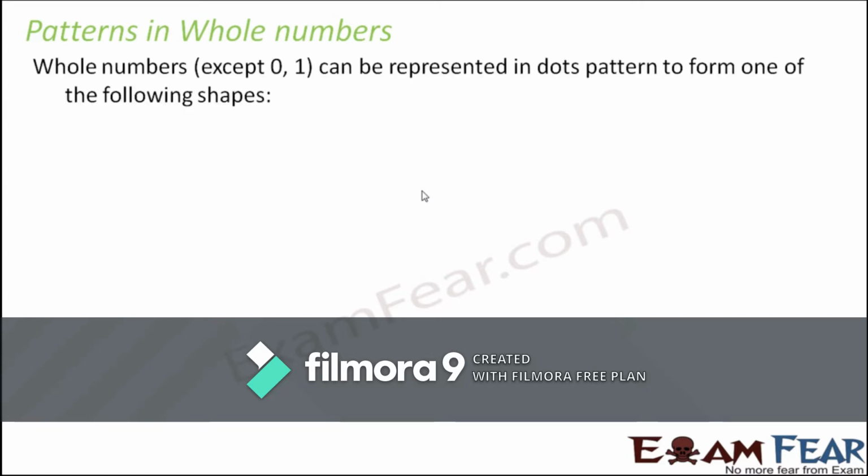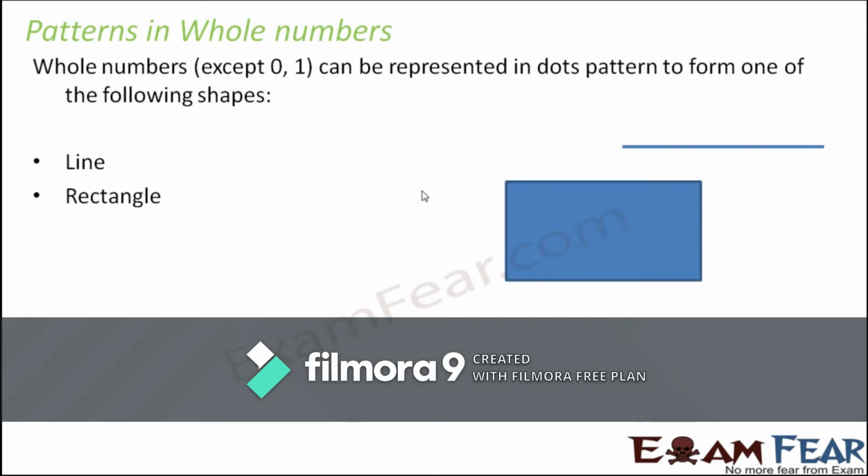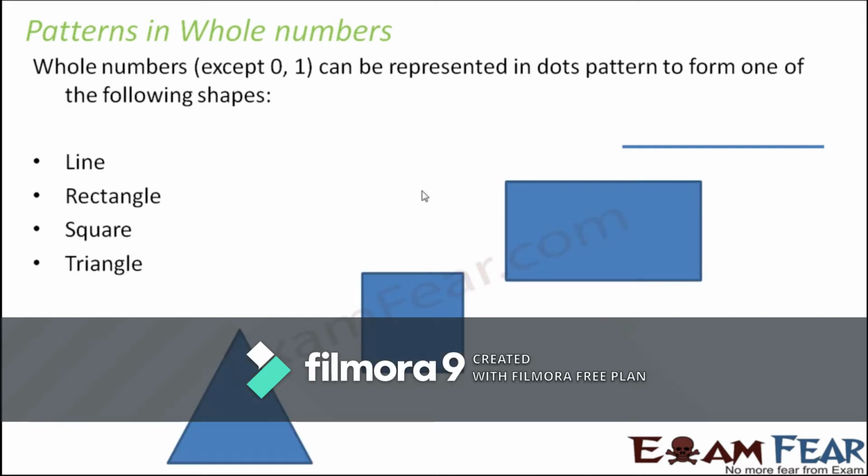Now, one interesting thing to observe is that all whole numbers can be represented in a dots pattern to form some kind of shape. Now this shape could be a line, it could be a rectangle, it could be a square, or it could be a triangle. So the numbers can be represented in one of these forms.